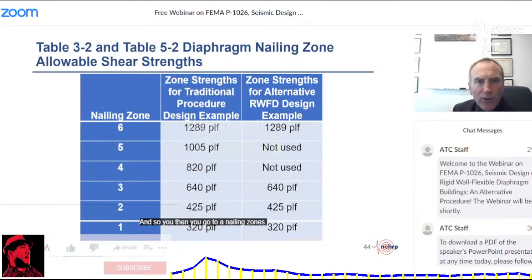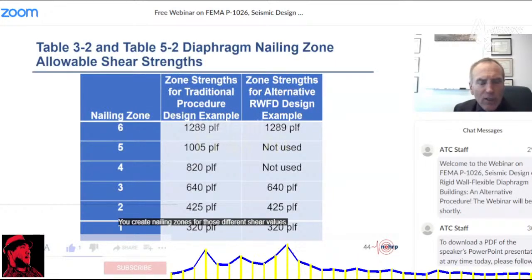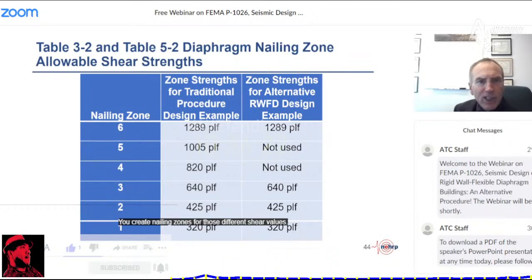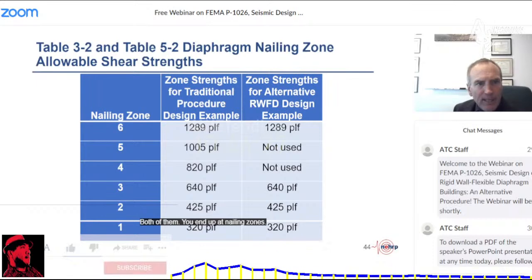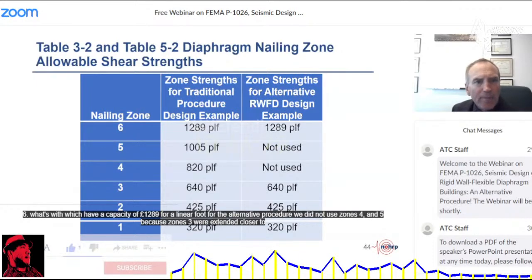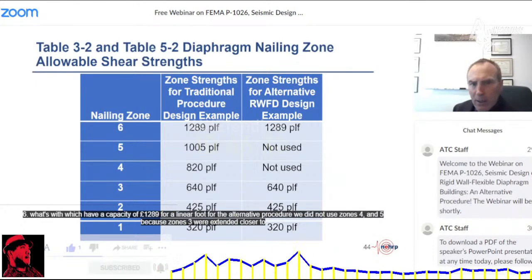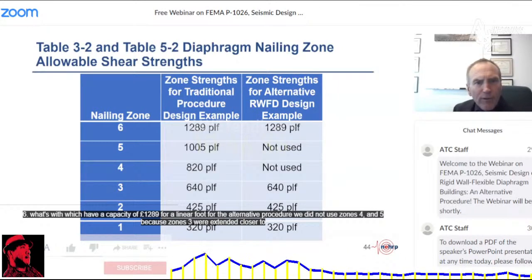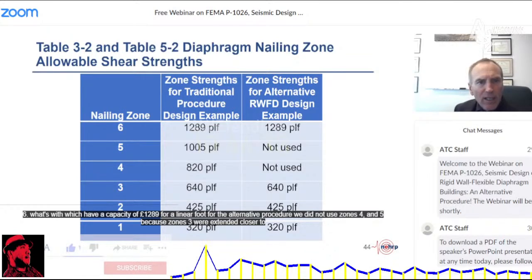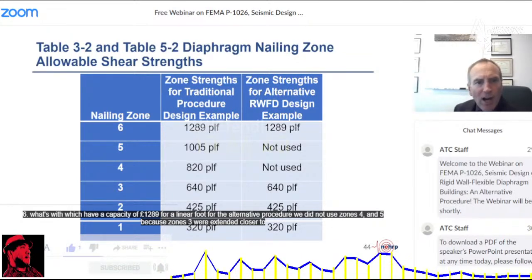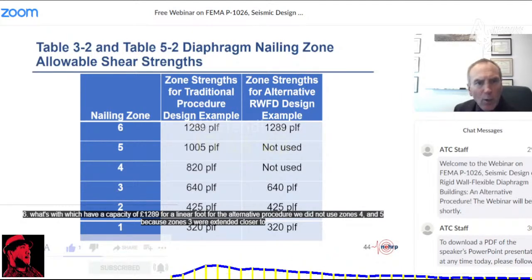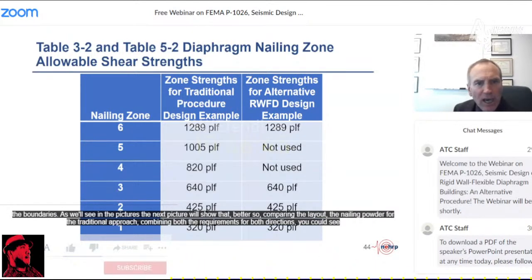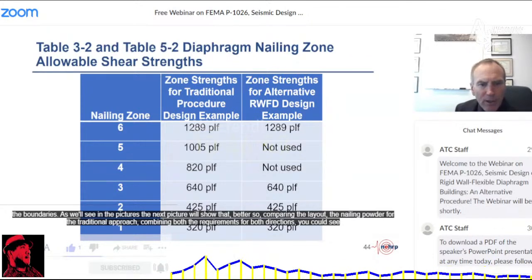And so then you go to nailing zones, you create nailing zones for those different shear values. Both of them end up at nailing zone 6, which had a capacity of 1289 pounds per linear foot. For the alternative procedure, we did not use zones 4 and 5 because zone 3 was extended closer to the boundaries. As we'll see in the pictures, the next picture will show that better.